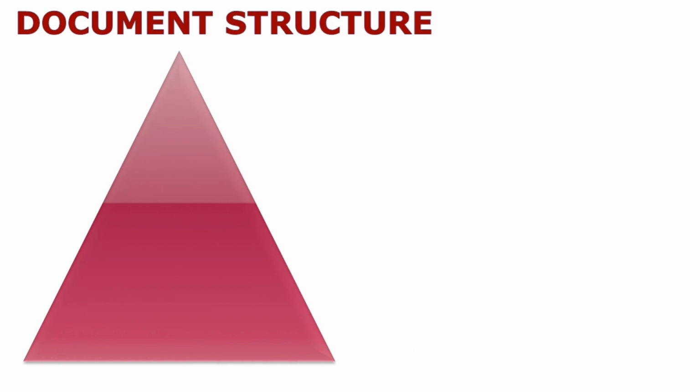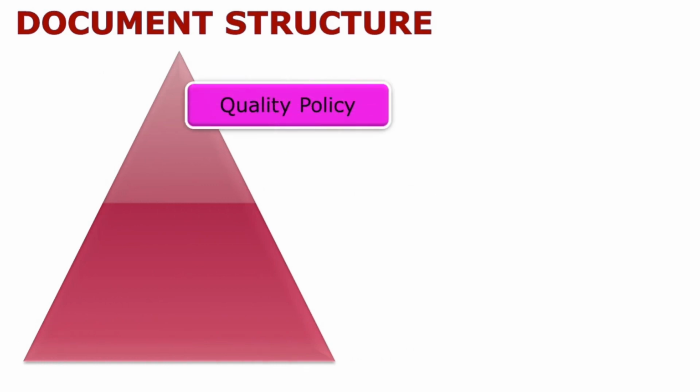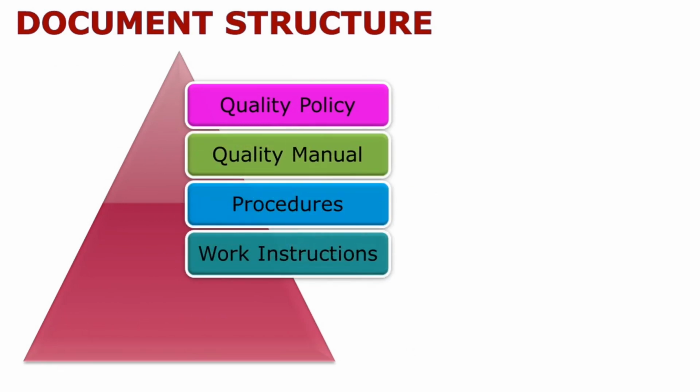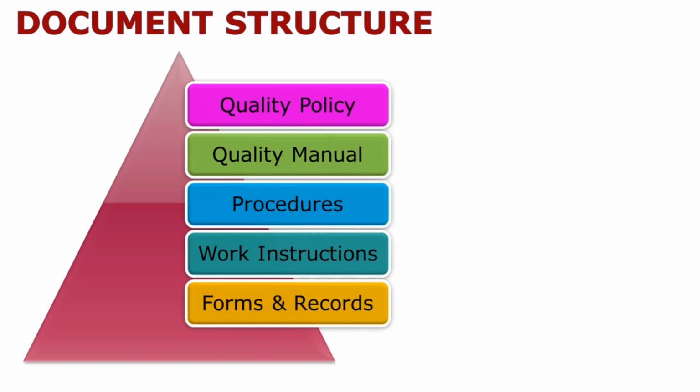In this slide, we'll explore the hierarchy of documents within a quality management system. Quality policy is on the top of this pyramid-like structure. Then comes the quality manual, procedures, work instructions, and at the bottom, forms and records.